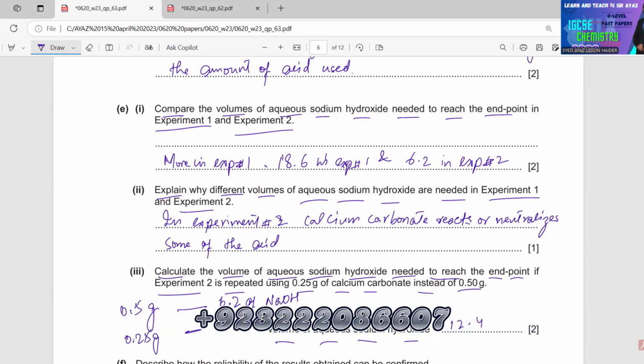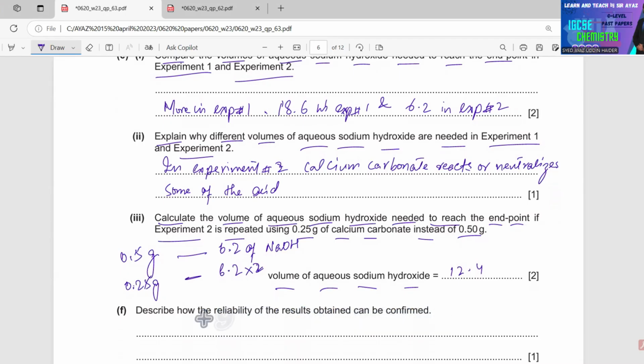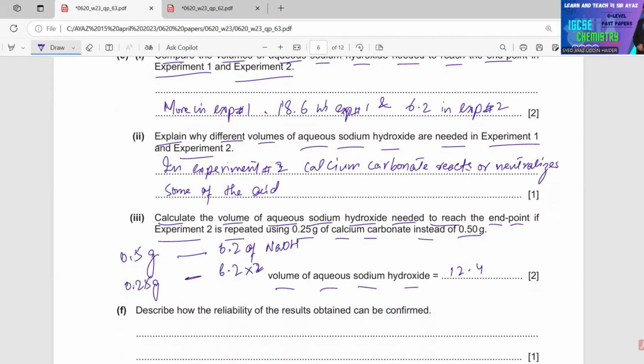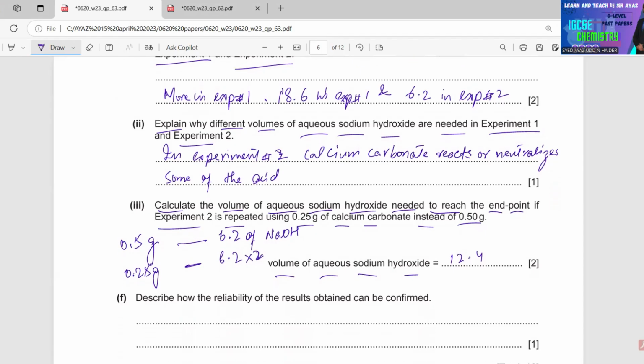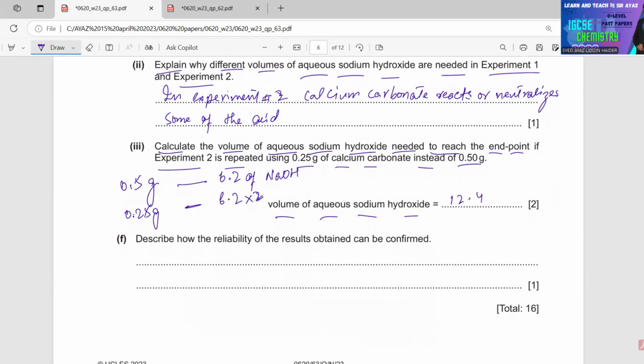That's very simple because initially they have used 0.5 gram. Now they have half the mass, because the calcium carbonate is reacting with hydrochloric acid. Now half the mass will react. So the volume of NaOH utilized will get doubled. So that's why I have multiplied 6.2 by 2.